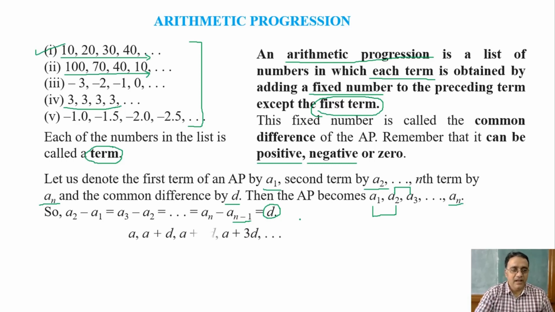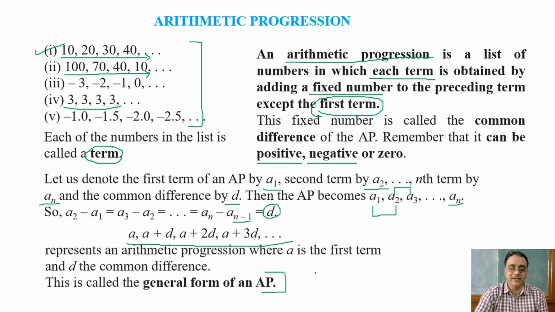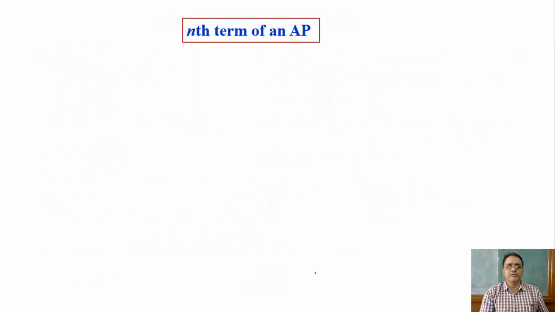Okay? And the standard form of an AP is a, a plus d, a plus 2d, a plus 3d, and so on. So this is called the standard form of an AP, where a is the first term and d is the common difference. This is also called the general form of an AP. Any doubt in this part? No, sir. Okay, now we'll move toward the nth term of an AP.